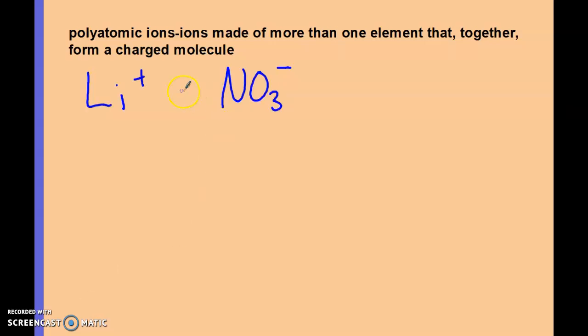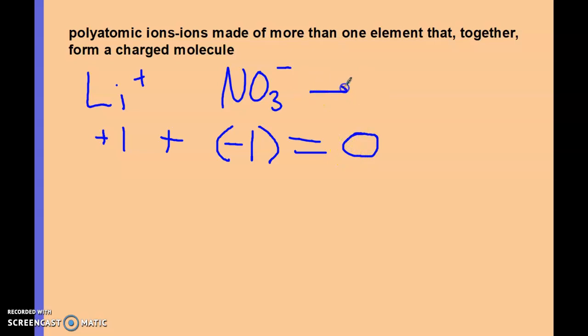So let's say that I'm going to combine lithium, which is a monoatomic ion, with nitrate, which, as you can see by the formula, consists of 1 nitrogen and 3 oxygen atoms bonded together, but they have a negative charge. We still would say, if we have this +1, how many of these -1s do we need in order to achieve an overall charge of 0? And this is pretty simple. They're just going to combine in a 1-to-1 ratio.